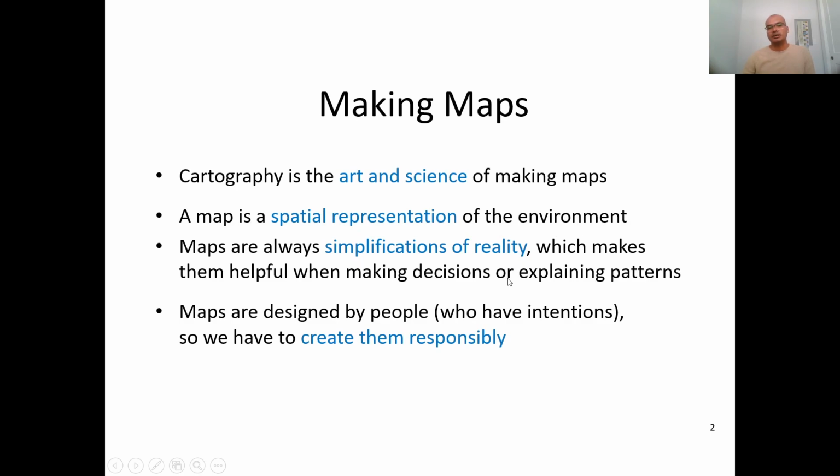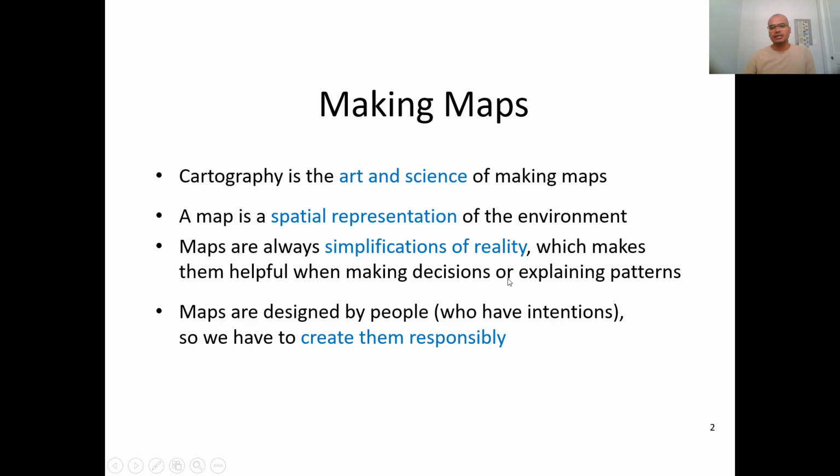Cartography is the art and science of making maps. And you know that a map is a spatial representation of the environment, and maps are always simplifications of reality, which will aid decision makers, even the general public, to understand and explain spatial patterns. It is an effective communication tool, especially if you want to explain spatial patterns.